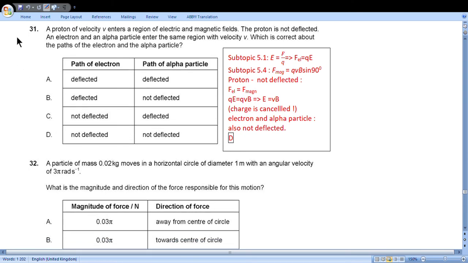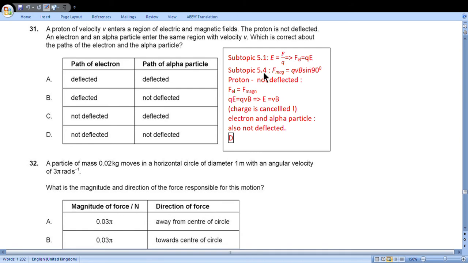A proton of velocity v enters a region of electric and magnetic field. The proton is not deflected. An electron and alpha particles enter the same region with the same velocity. Which is correct about the paths of the electron and alpha particles? Subtopic 5.1: electrical field strength equals force over charge. So electrical force equals QE.